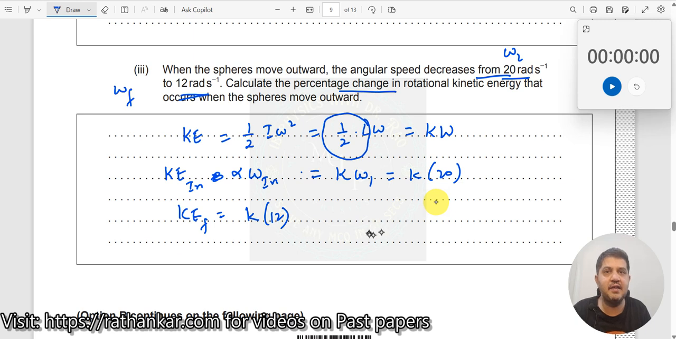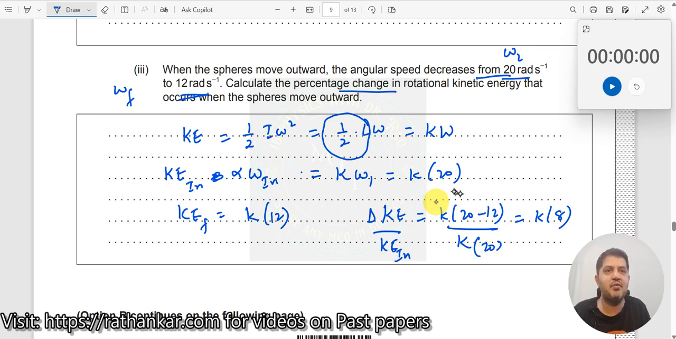I can now say delta KE should be equal to K into 20 minus 12, which is K into 8. Now I'll take the actual initial kinetic energy and divide delta KE by KE initial. When I do this, what do I get? K into 8 over K into 20, so this K goes away. 4 2s are 8, 4 5s are 20, which should be equal to 2 by 5, right? So 2 by 5.